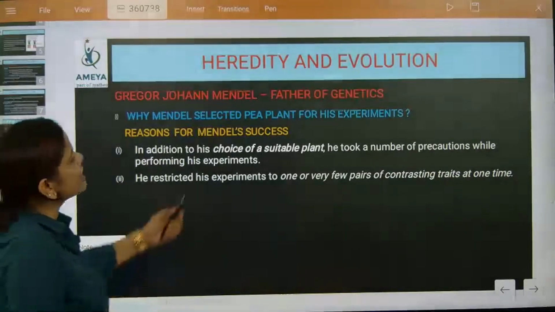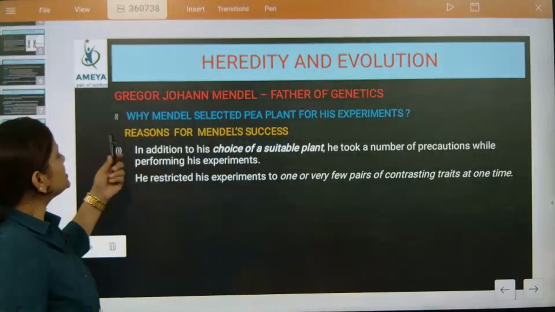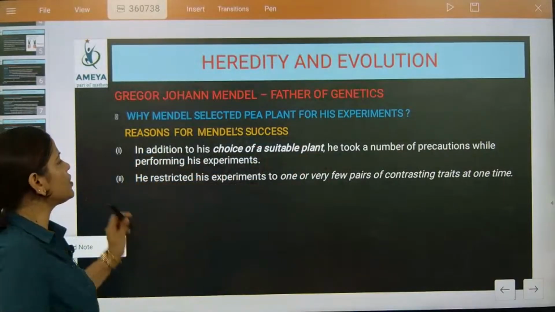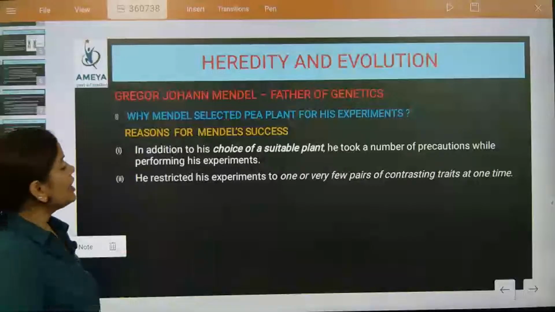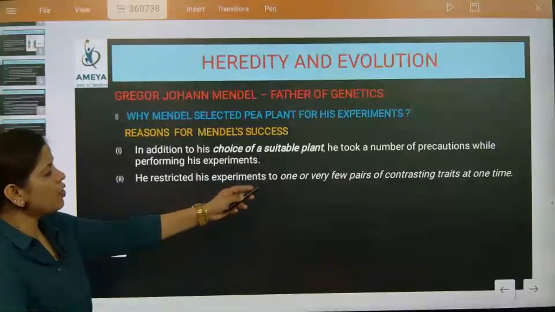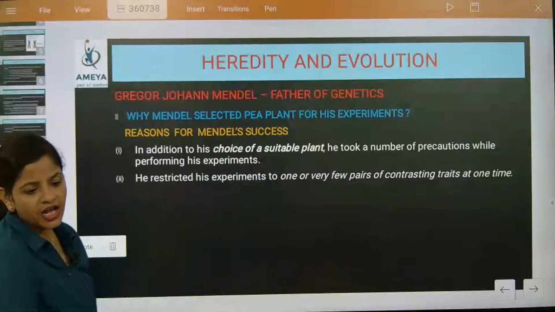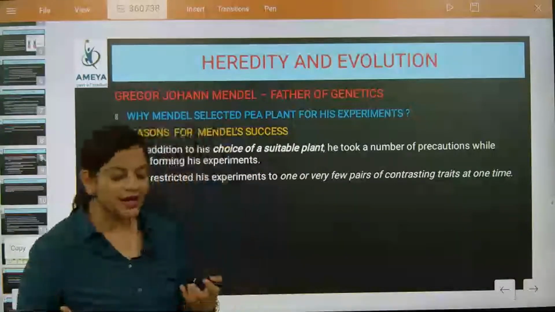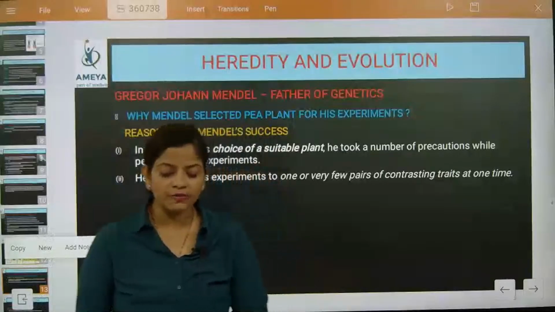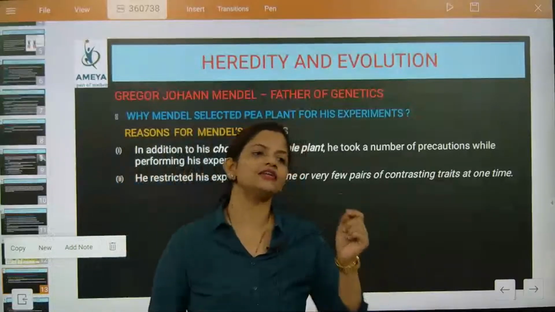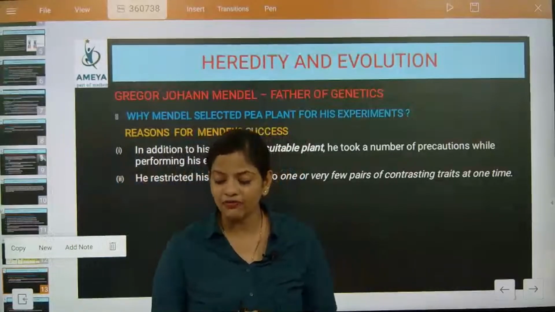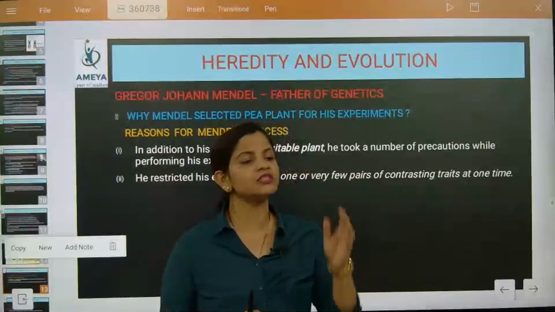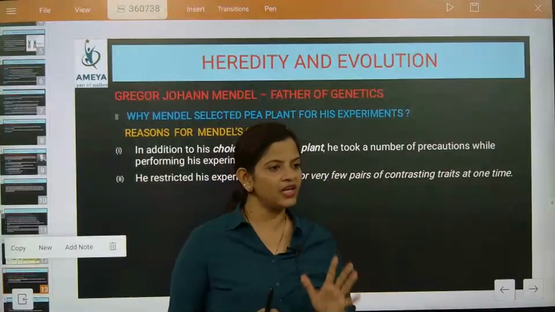So why did Mendel select the pea plant for his experiments? In addition to his choice of suitable plant, he took a number of precautions while performing his experiment. He restricted his experiment to one or very few pairs of contrasting traits at a time. Where people would try to merge different contrasting characters at a time, Mendel took one character at a time. So that was acting as a benefit. Why was it a benefit? Because with one trait taken at a time, the risk of failure is reduced.